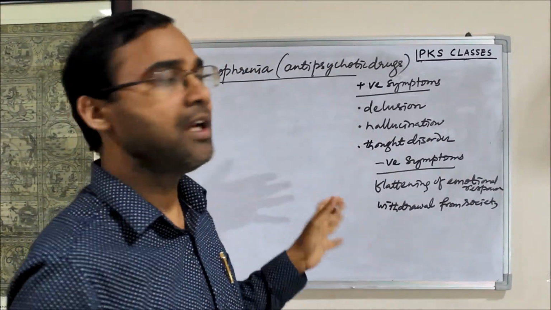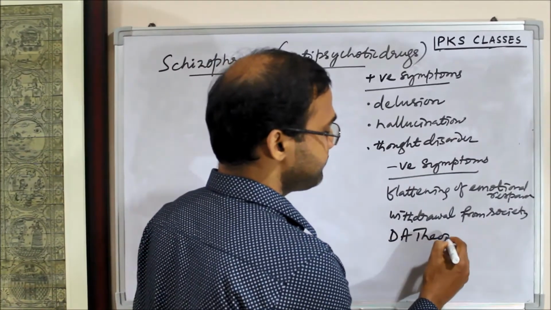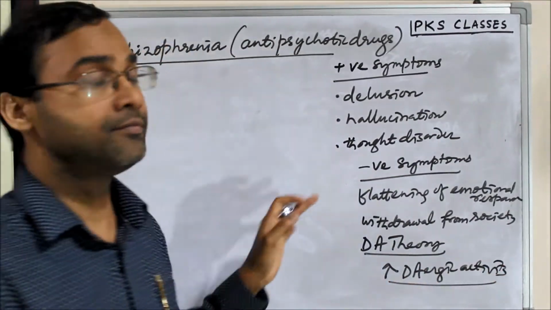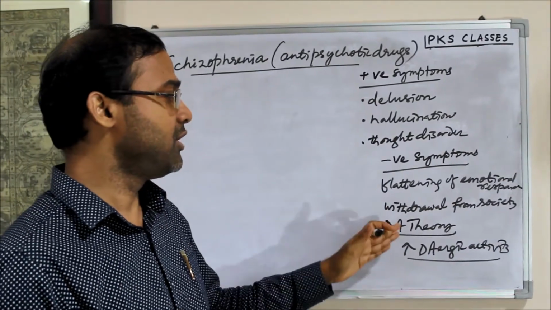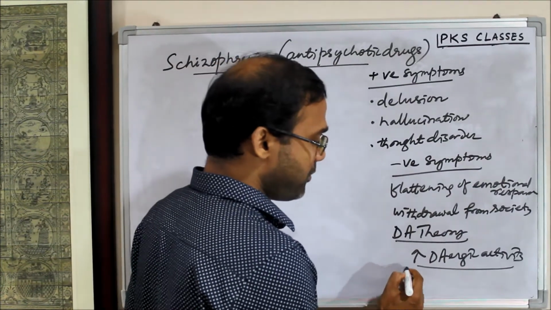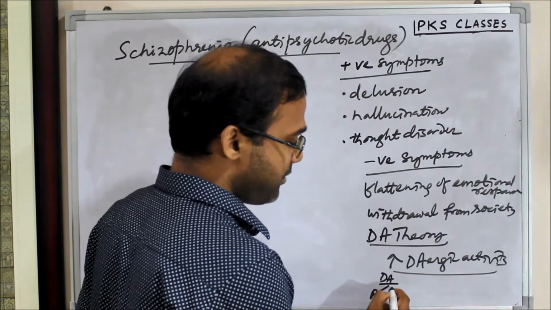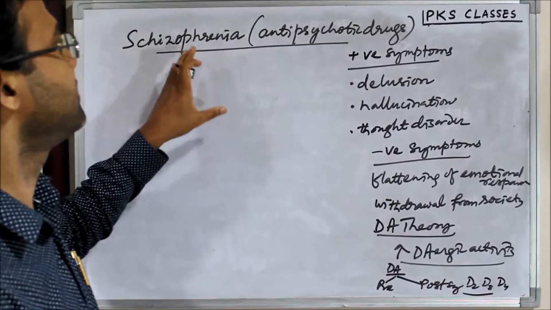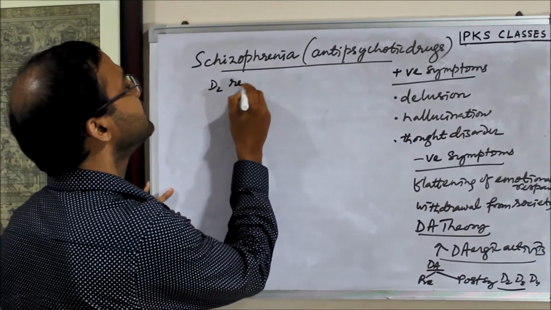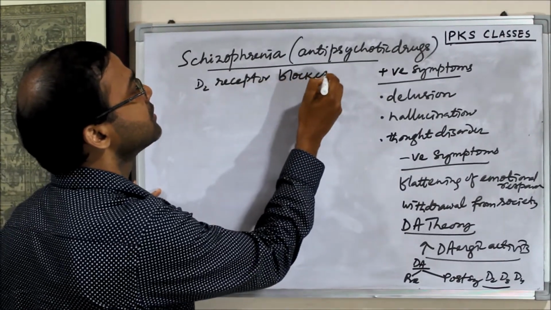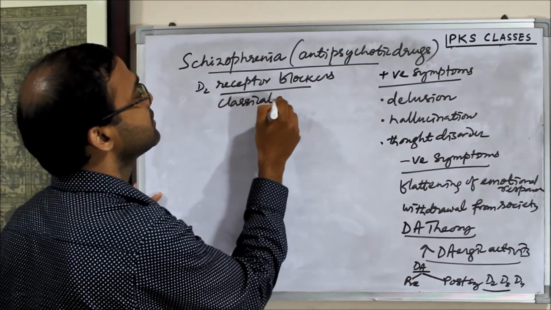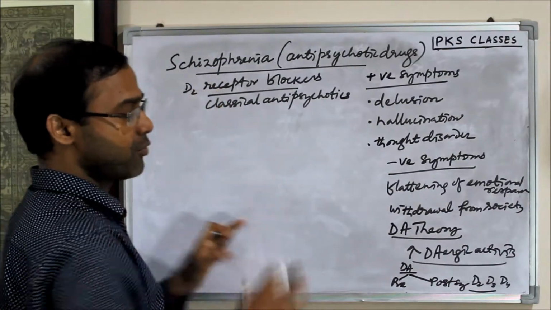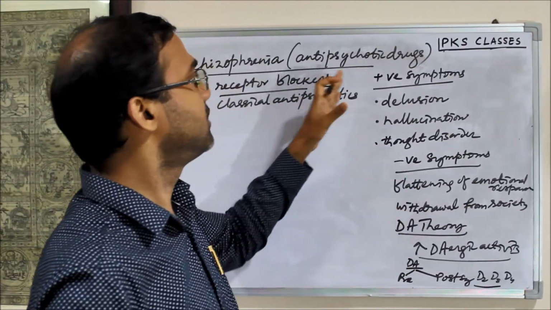And there are different theories. Mainly the dopamine theory says there is excess dopaminergic activity in schizophrenia, and we need to decrease the dopaminergic activity. We know the dopamine receptors can be presynaptic and postsynaptic, and the postsynaptic receptors are D2, D3 and D4. So the drugs against schizophrenia are called antipsychotic drugs, and the D2 receptor blockers are called classical antipsychotics or typical antipsychotics.